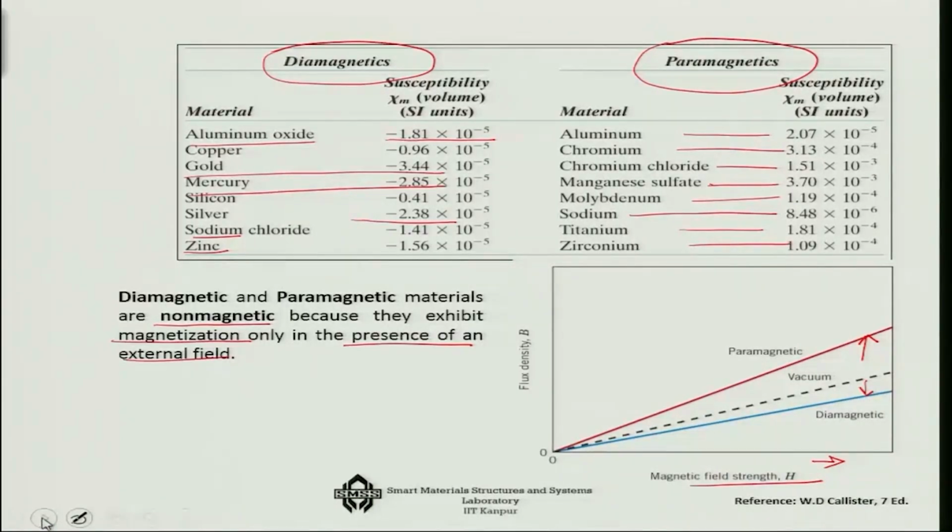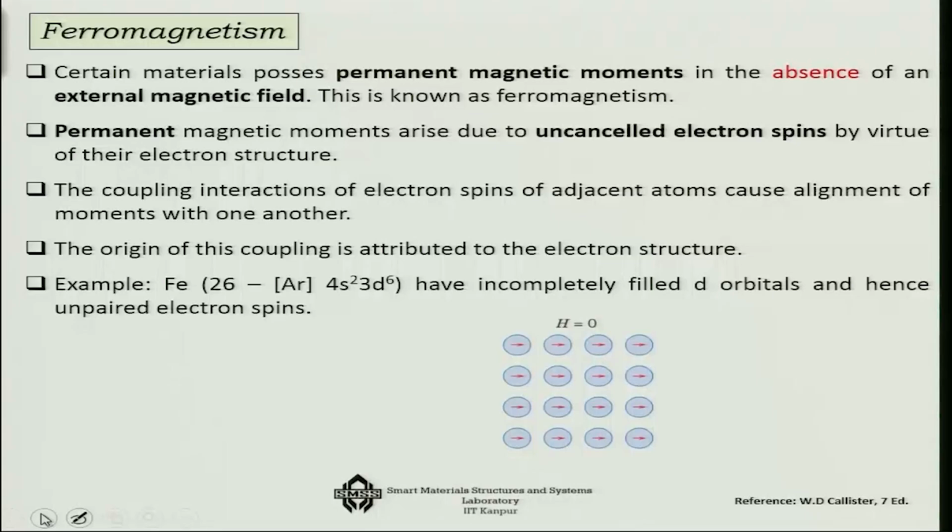Let us now come to the next group, the ferromagnetic material. Certain materials possess permanent magnetic moments in the absence of an external magnetic field. This is known as ferromagnetism. It is related to ferro because iron is one such component. Permanent magnetic moments arise due to uncancelled electron spins by virtue of their electronic structure. The coupling interactions of electron spins of adjacent atoms cause alignment of moments with one another.